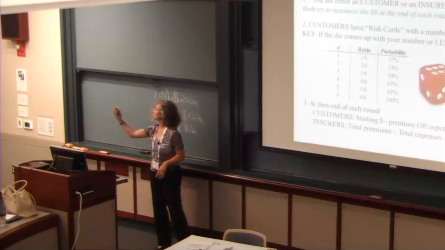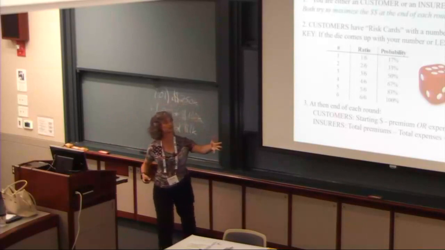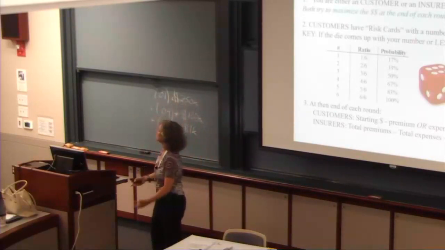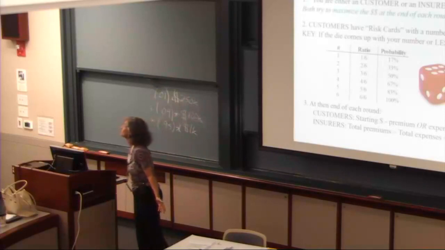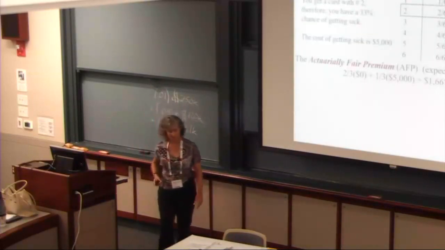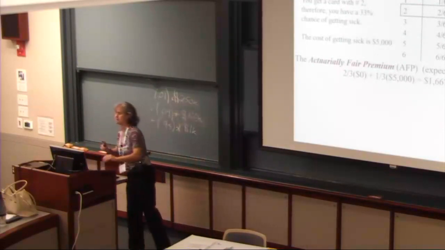Insurers, you're going to collect premiums, and then I'm going to roll the die. You're going to see how many of the people you sold insurance to get sick. You're going to pay their expenses, and you're going to see if you have any money left at the end. Okay, so let me walk through a quick example. I'm going to do the example, then pass out the cards.